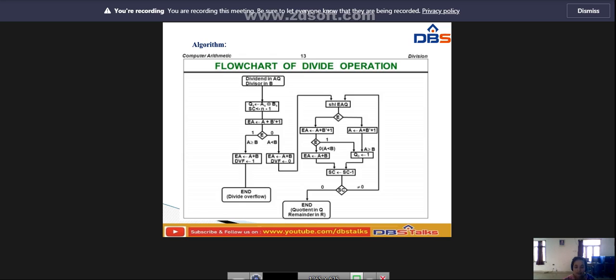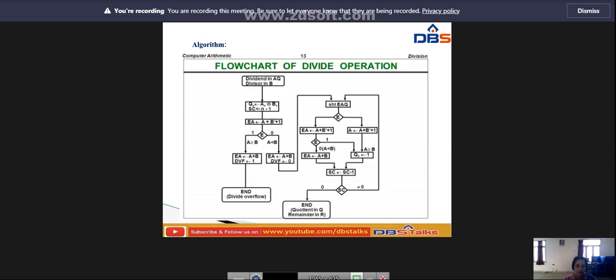If A is greater than or equal to B, the EA register will perform the A plus B operation, and DVF is equal to 1, and the dividend overflow will be ended here. If the condition is 0, it will again shift the EAQ, and again we will take E here. So EA is equal to A plus B complement plus 1. Here the condition I am taking is E, and if it is 1, it goes to the condition A greater than or equal to B. If it is 0, A is less than B. So again it will be compared here.